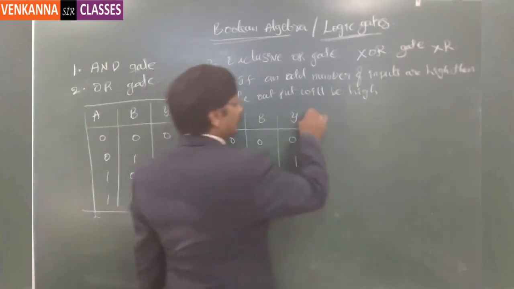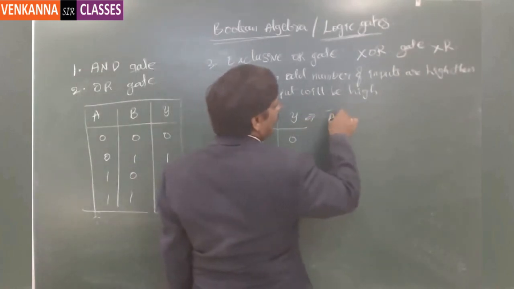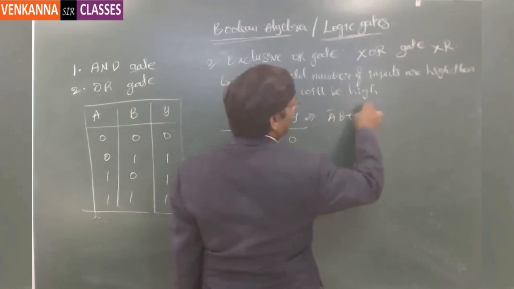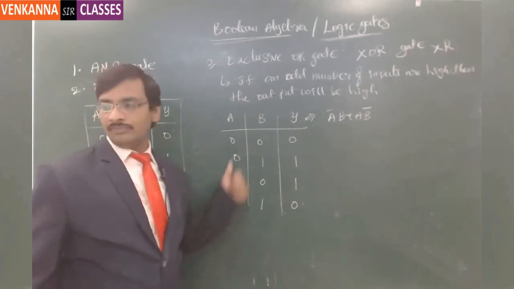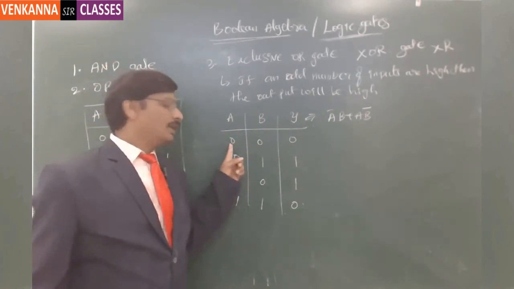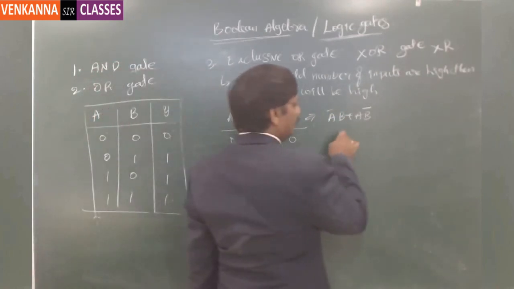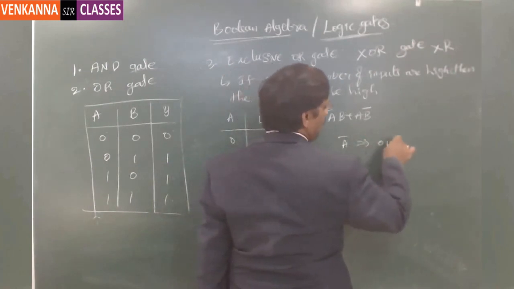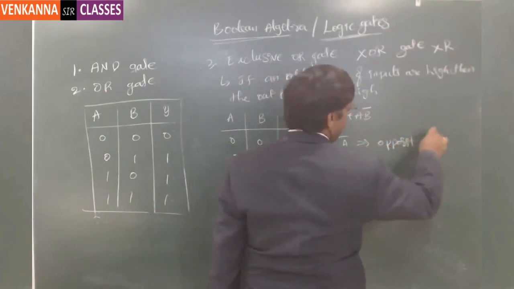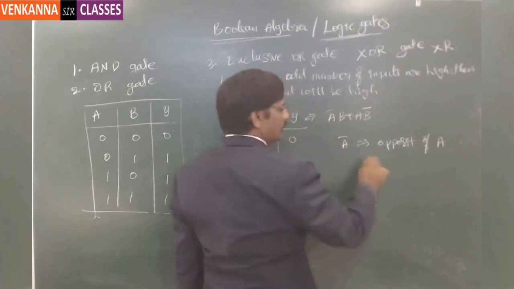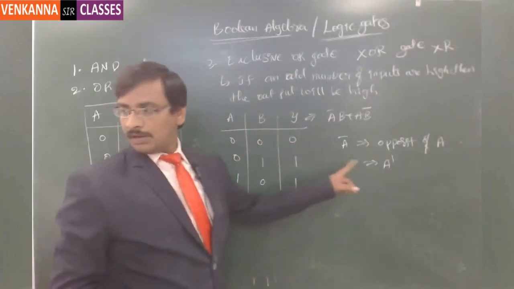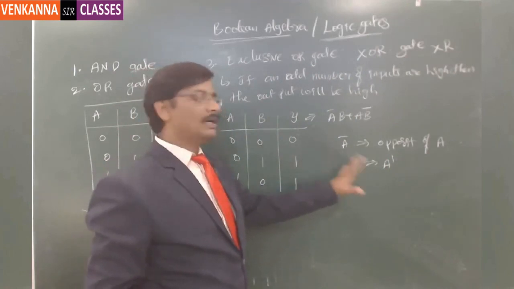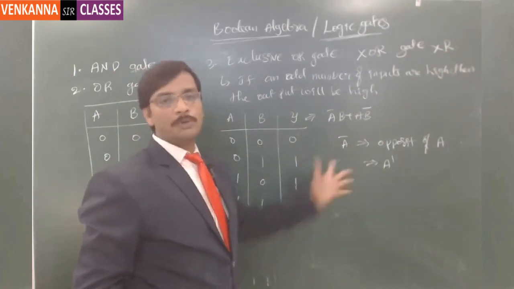And the functionality here is A bar B plus AB bar. So this is how you can realize this. If you notice A bar B, A bar means the opposite of A. This is also called A prime. A bar or A prime, whatever it may be, it means the opposite of it.